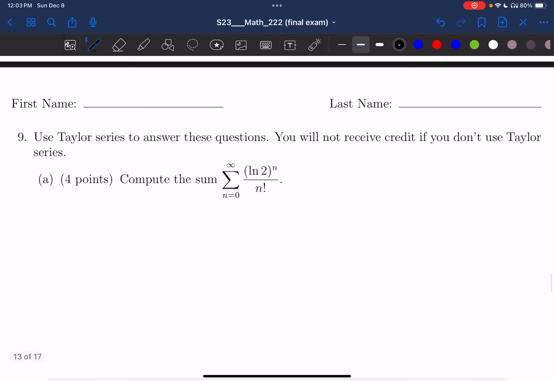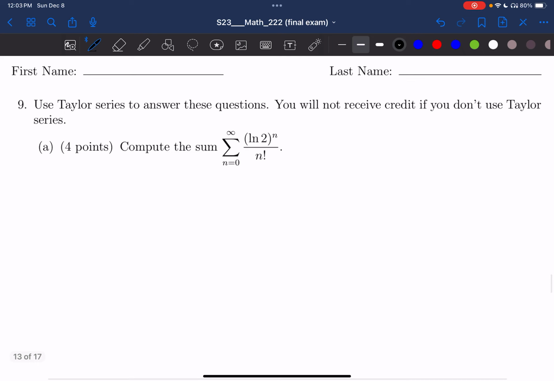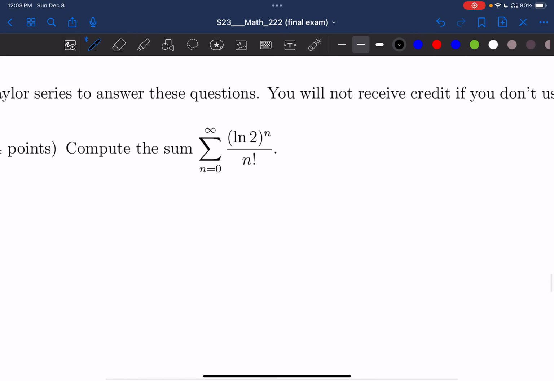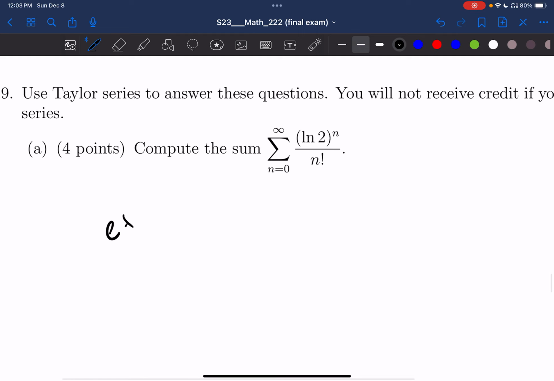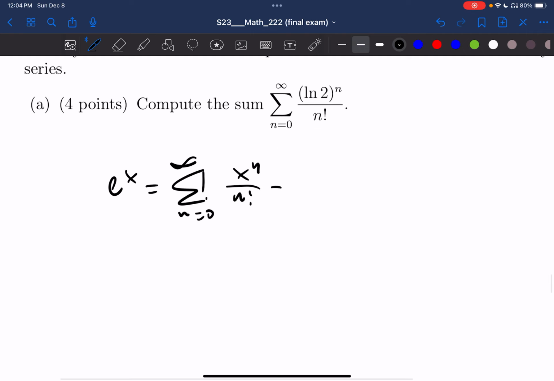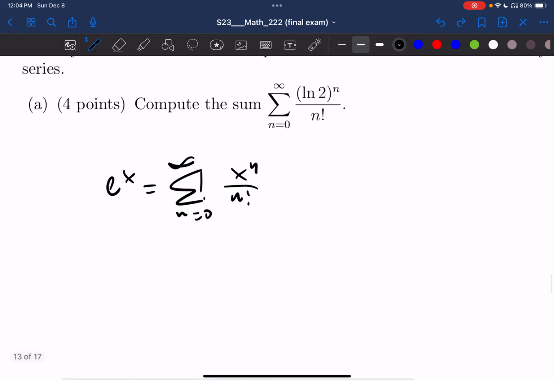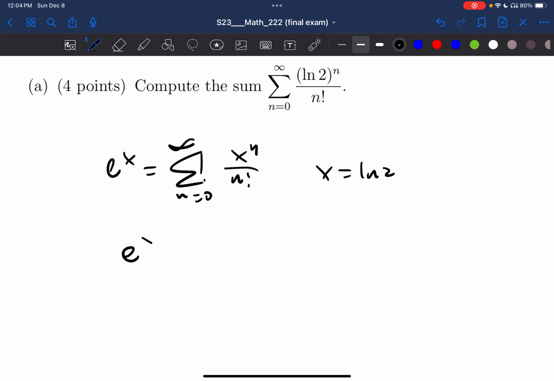Use Taylor series to answer these questions. You will not receive credit if you do not use Taylor series. Compute the sum of this. So we need to look for something that looks like this. Recall that e to the x is equal to the summation from n equals 0 to infinity of x to the n divided by n factorial. So we can see this is equal to e^x. In this case, x is equal to ln 2. So we can simply replace e to the x with e to the ln 2, and this is equal to 2. So our answer is just 2.